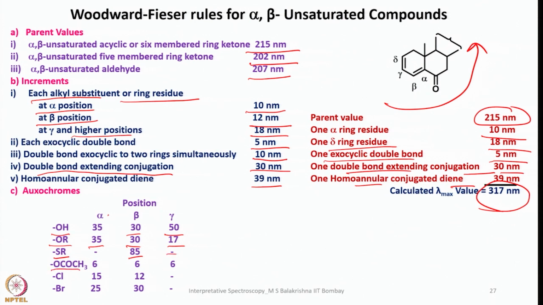And if you have a carboxylic group, alpha position 6, beta also 6, and gamma, whether it is in alpha, beta, or gamma, a 6 nanometer increment has to be given. For chlorine, alpha position 15, beta position 12, and nothing needs to be added if it is in gamma position. Similarly for bromine, we add 25 and 30. So this is how we can carefully look into the increments by identifying the groups and their positions, and adding the increments for various auxochromes or other fragments to the parent value. Very conveniently, very nicely, very precisely we can calculate the lambda maximum value.